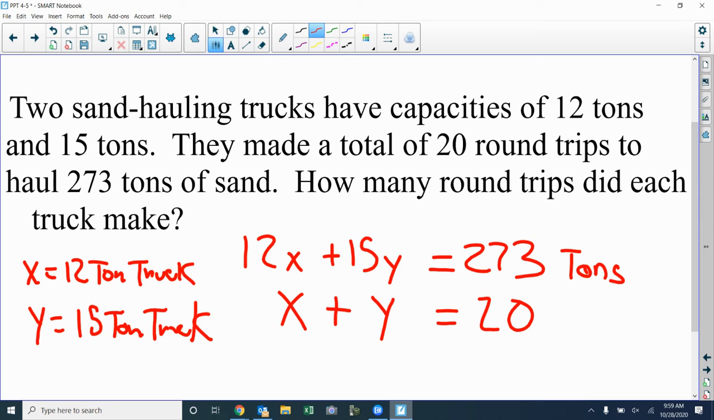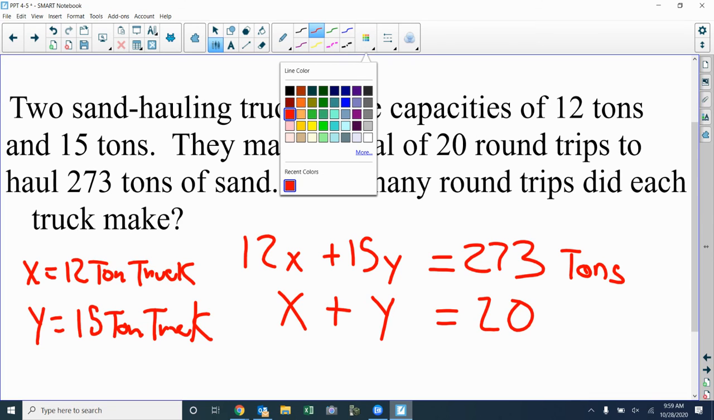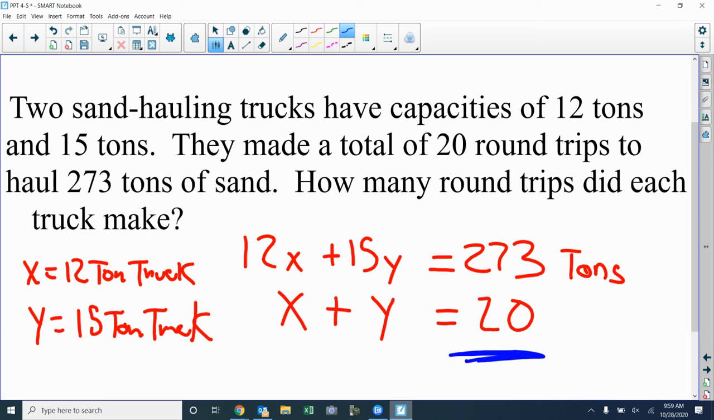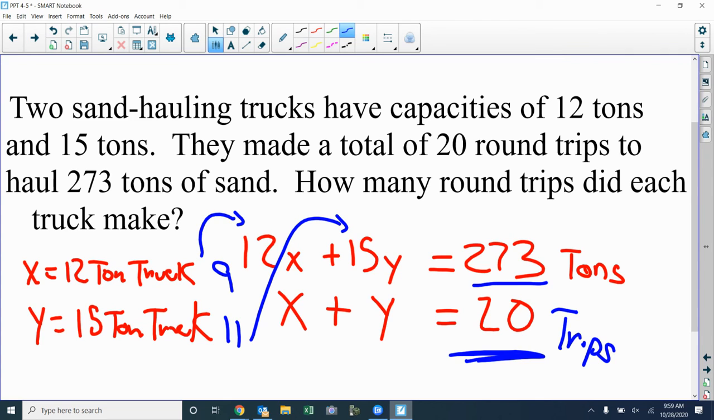So we're looking for trips. Now, when you're done, what should those trips add up to be? Yeah, it should add up to be 20. Truck X will be on top. I would say somewhere maybe 9, 11, 11, 9. X is 9, Y is 11. So how could you check that? Take 9 times 12, and 11 times 15, see if it adds up to be what? 273, and it does.